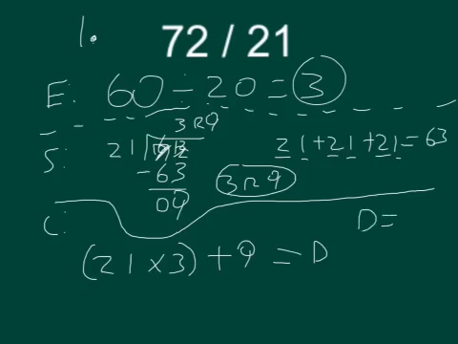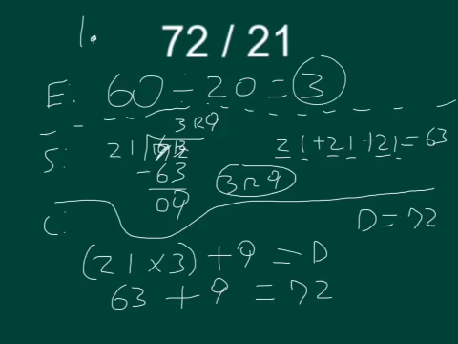We don't know what it equals yet, but we'll check. So 21 times 3, we just checked before, equals 63. And I can kind of skip count that if I need to. 63 plus 9 equals 72. D equals 72, so our answer is correct. We can move on to the next problem.